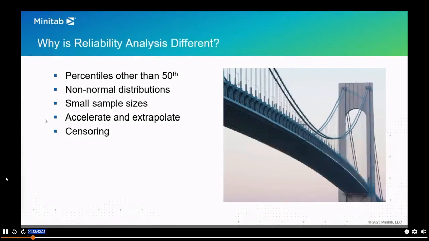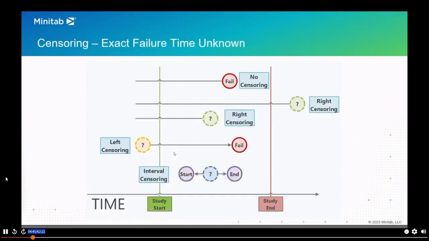The other thing is, in order to get really reliable products to fail, we often have to accelerate the failures by doing things like getting a microchip to fail by adding heat and humidity to it. So we have to accelerate and sometimes extrapolate back to normal use conditions. And finally, we often have to deal with censoring. And we'll talk next about what we're talking about with censoring.